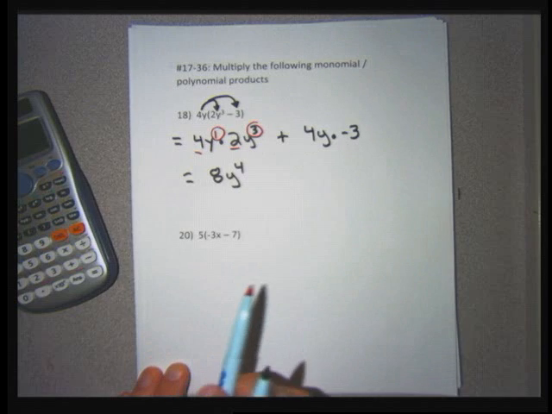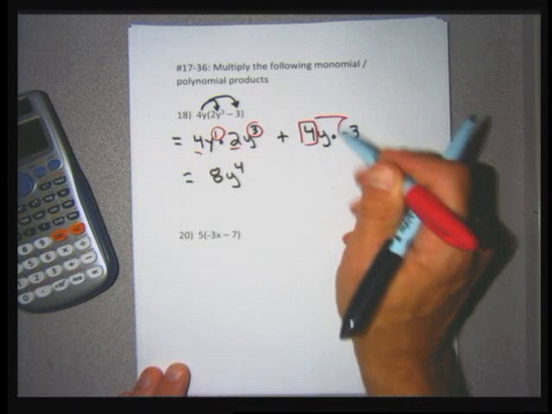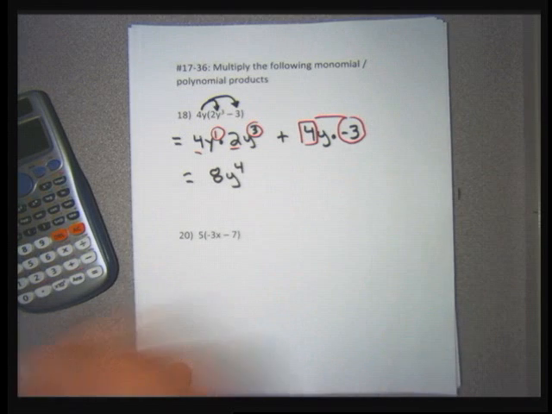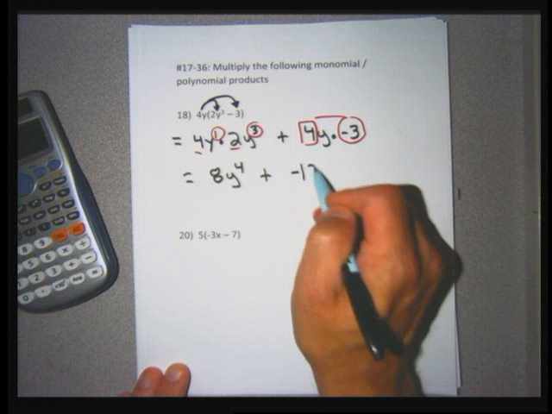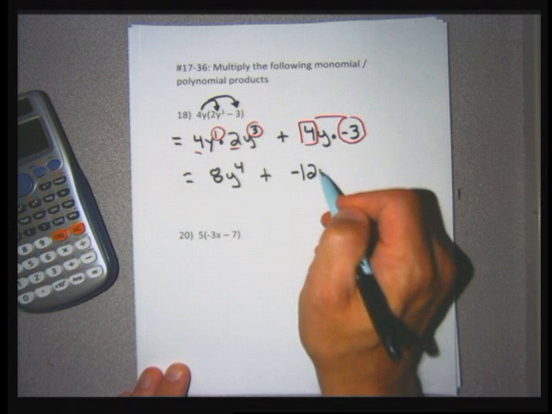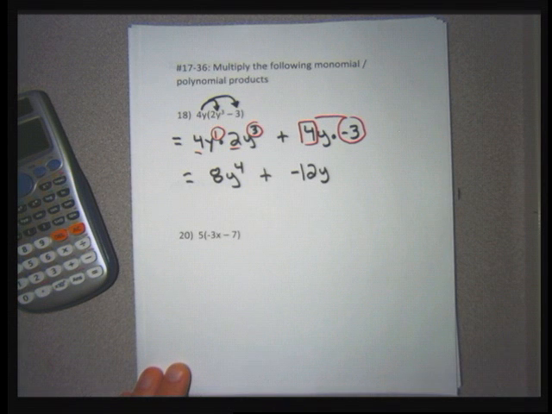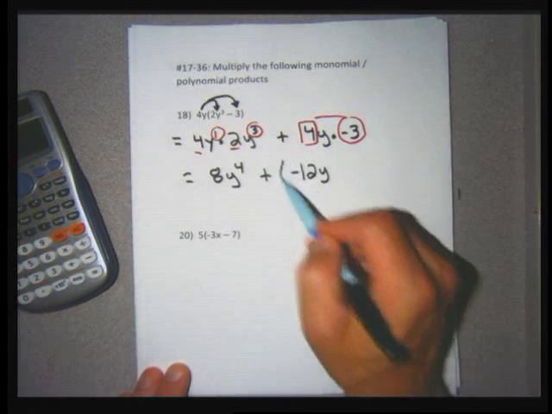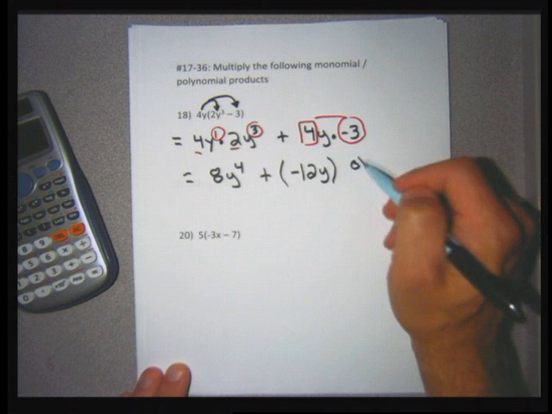For the second multiplication, I'm just going to multiply the 4 and the negative 3 and get negative 12. I could write plus negative 12 and then carry the y down. The y doesn't change in that second multiplication. That's a correct answer. If you're going to write the answer this way, usually when you have two signs next to each other, you separate the signs with a parentheses.